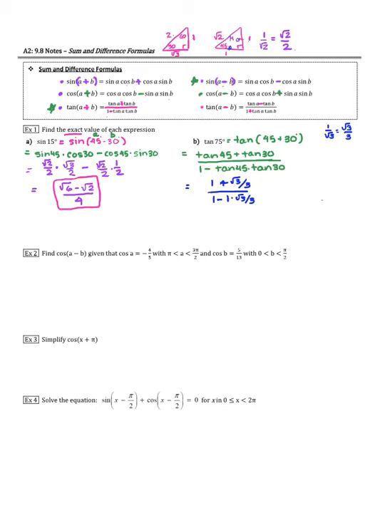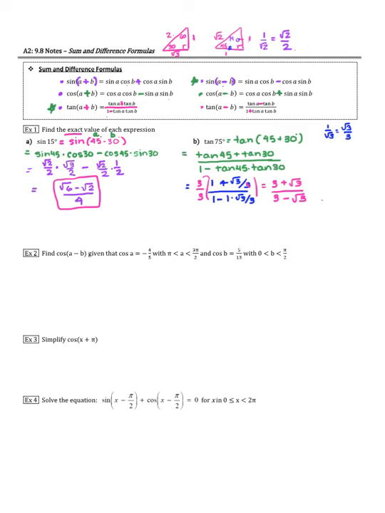Since the denominator in those fractions is 3, I'm going to multiply top and bottom by 3. What that does is it will distribute. So this will become 3 plus, and then the 3 will cancel over here, rad 3. And over on the bottom, I will have 3 minus rad 3.